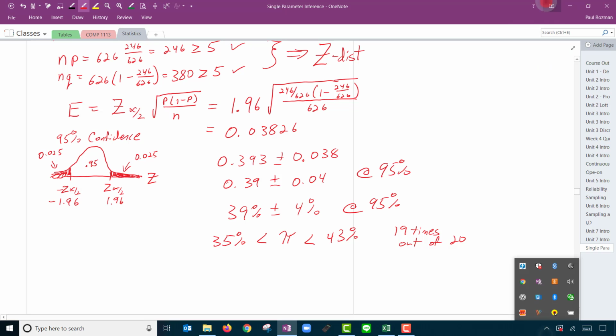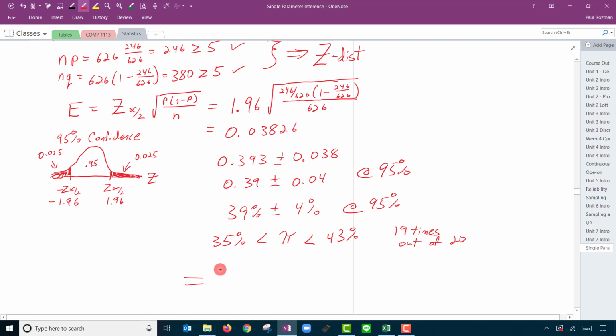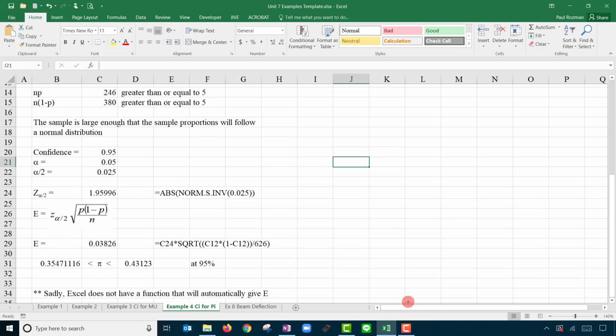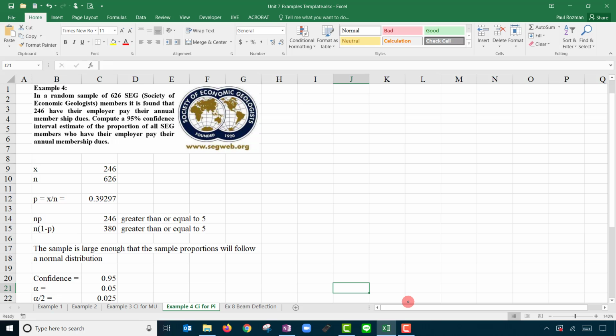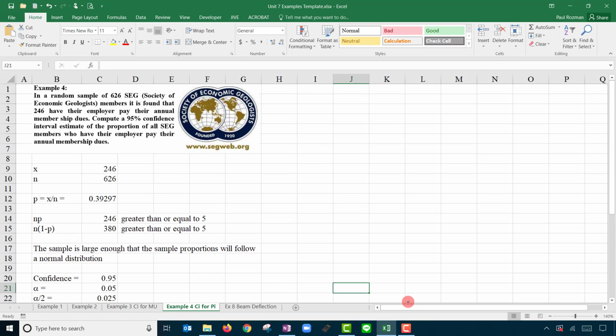I'll show you in Excel. Sadly, there is no Excel function that just automatically does it. There's no confidence dot proportion function. You'd basically have to do what we just did in Excel, but I made you a template. That way, if you ever have to do another one of these, you could open this template up and just change the numbers for whatever problem you have.